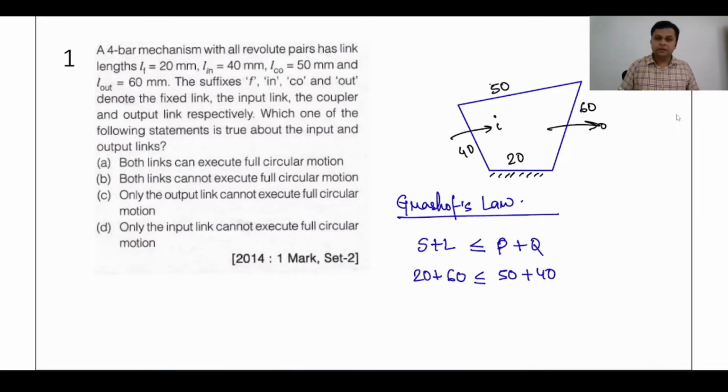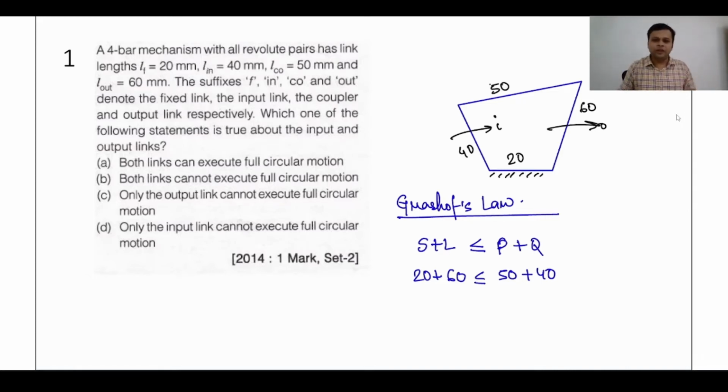The next criterion is with respect to the smallest link. If the smallest link is the fixed link, we will get a double crank, meaning both the input and output links will make full circular rotation. If the smallest link is the input link, the input will make full rotation and the output will be a rocker, so we obtain a crank rocker. If the smallest link is the output link, the output makes full rotation and the input is a rocker, so again a crank rocker. If the smallest link is the coupler, the link opposite to the fixed link, we get a double rocker mechanism.